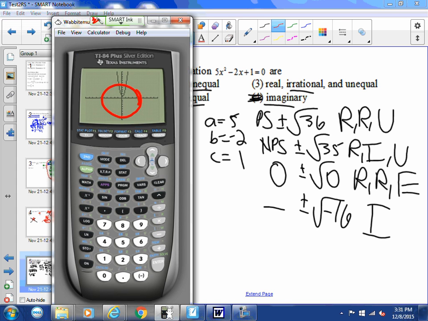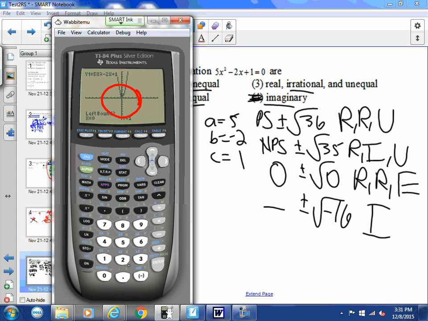And to determine whether it's rational or irrational, remember you can hit second calc, 0. Now, this isn't going to work here because for this particular example, I can't find the roots because they don't exist. They're imaginary. But you would move your cursor along there and find it like we did in class.